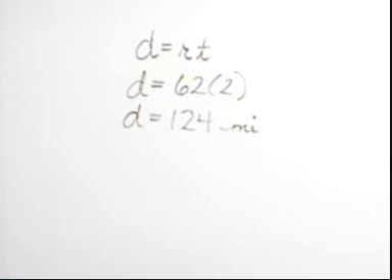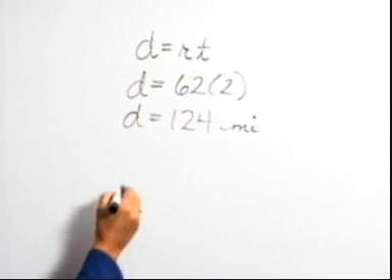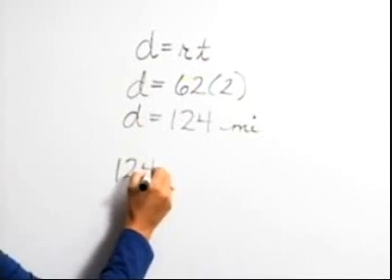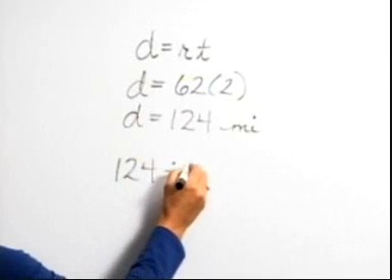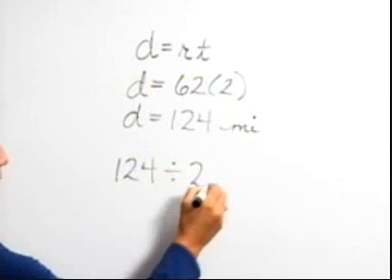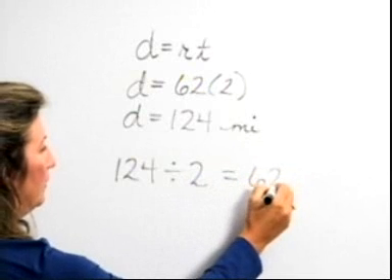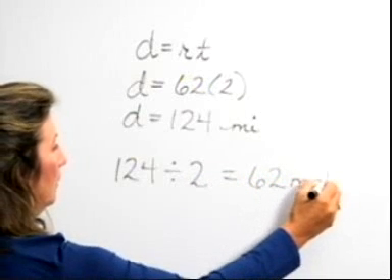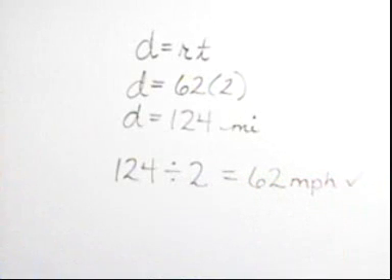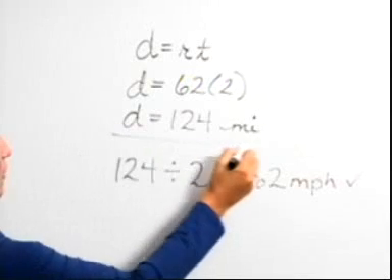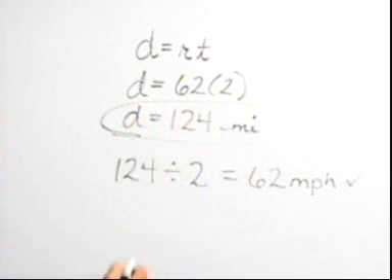We can check this by reversing the process. We'll divide the 124 miles by the 2 hours that it took her, and that does in fact give us 62 miles per hour. And so our check tells us that our distance of 124 miles is correct.